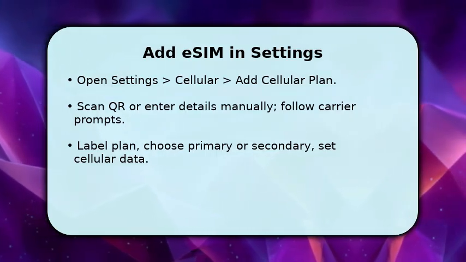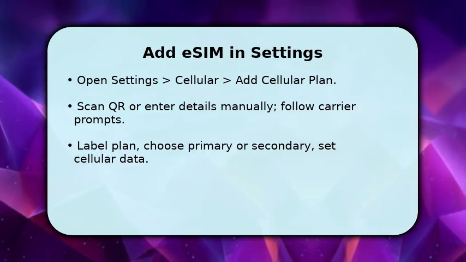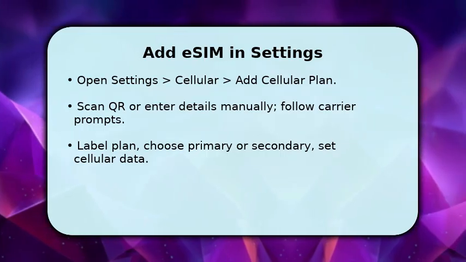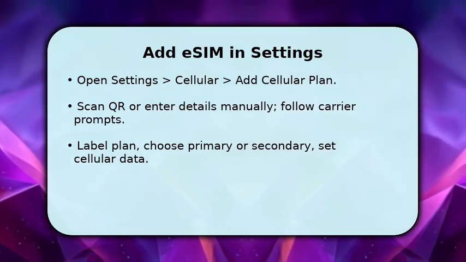After the plan is recognized, label it, for example, work or personal, and decide whether it becomes your primary voice line or secondary data line, because that choice controls call and data routing once activation completes.